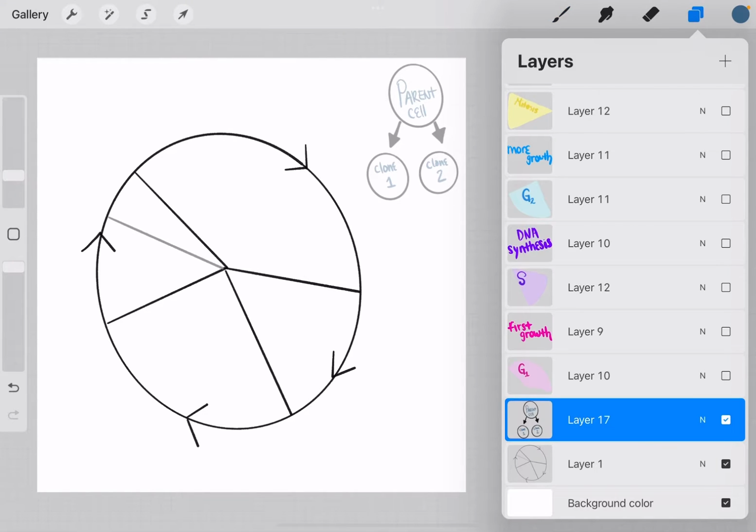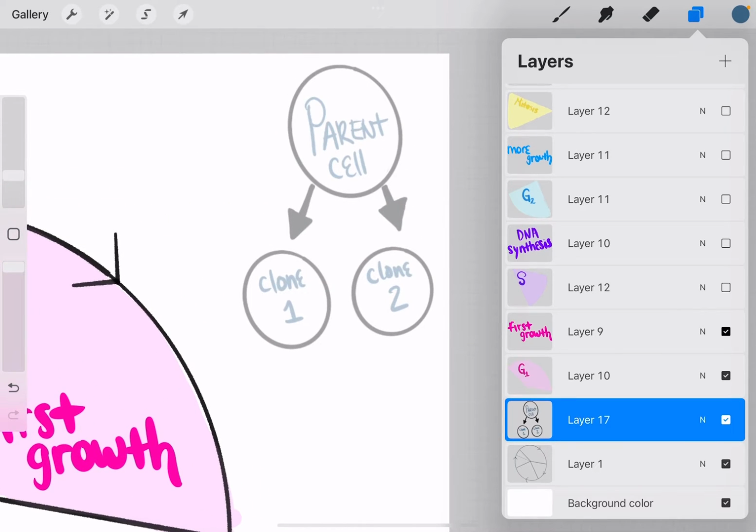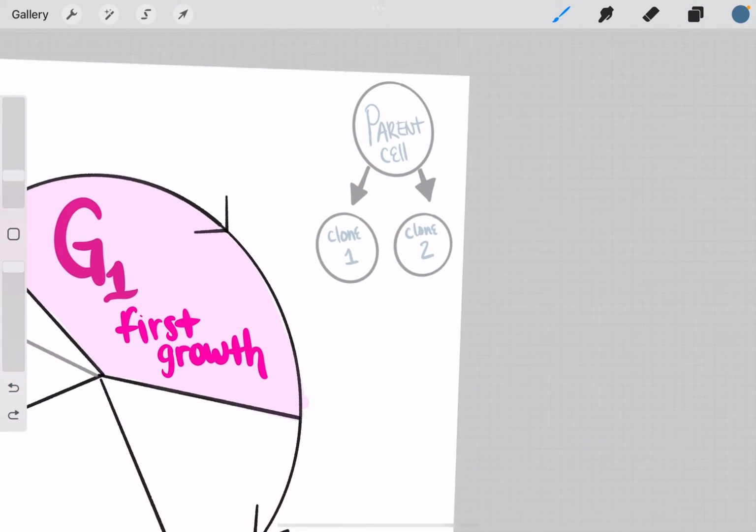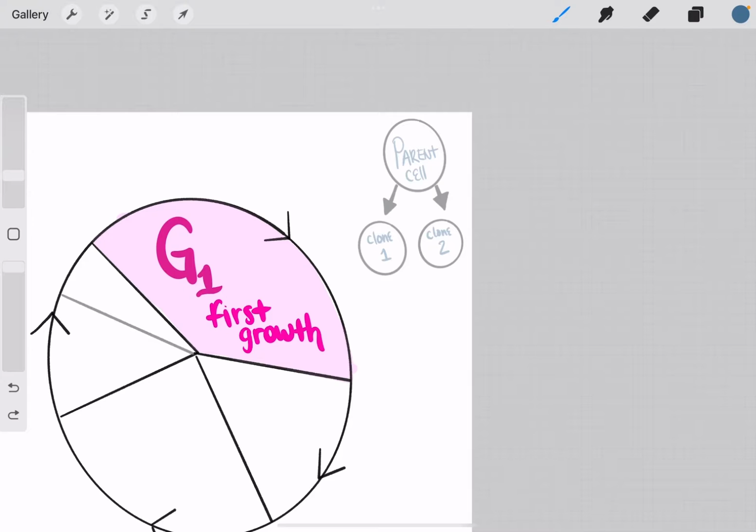Okay, so the first part of the cell cycle begins with G1. G1, the G stands for growth and the 1 means first. So this is the first time that the cell is beginning to grow in preparation for division. And that makes sense, because if we're starting with one cell and we need to make two cells from that, then the cell must first grow and then it will split into two cells.